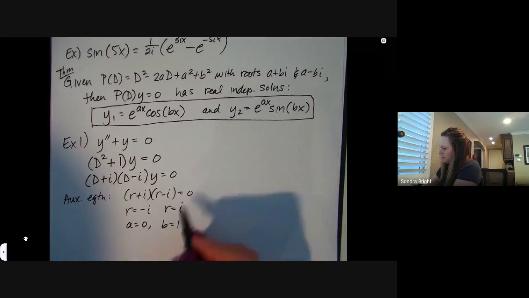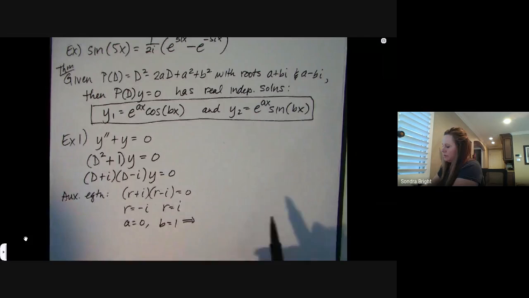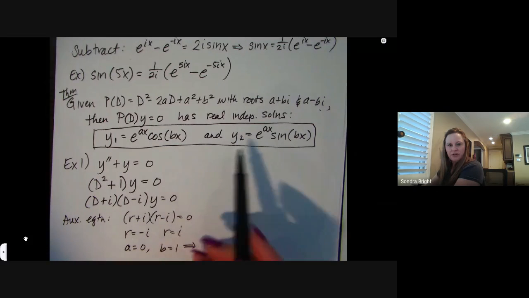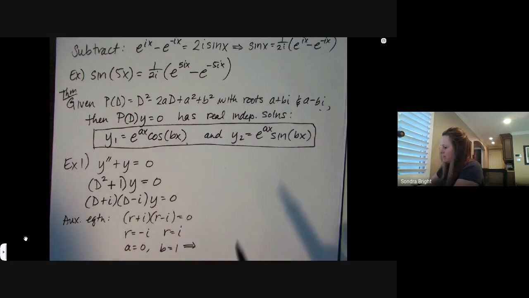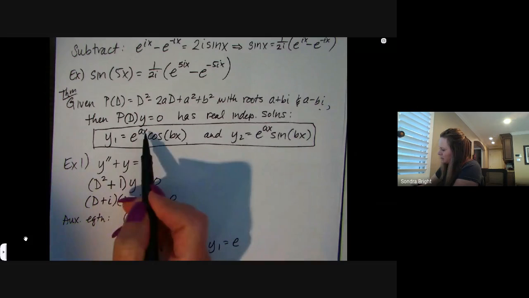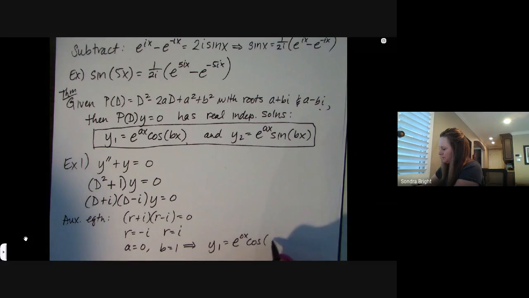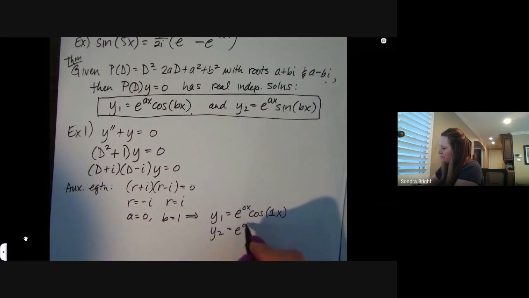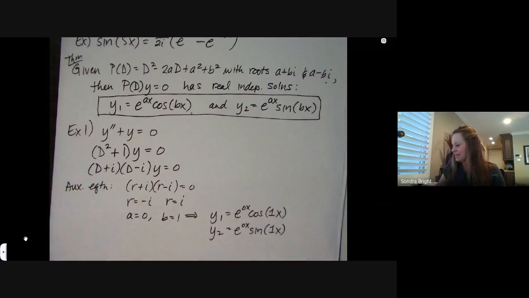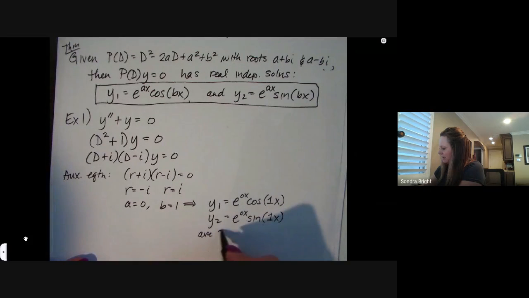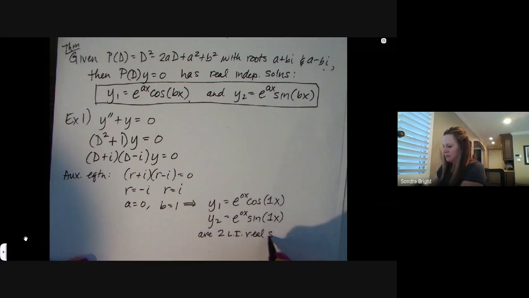And so that means that, because remember up here, you've got both of them, a plus bi, a minus bi. Does that make sense? So your a and your b, we're going to plug them into those guys. All right, so that gives me that y1 is e to the ax, so e to the 0x, times cosine of 1x, and y2 will be e to the 0x times sine of 1x. And these, our theorem says, are two linearly independent real solutions to this equation.